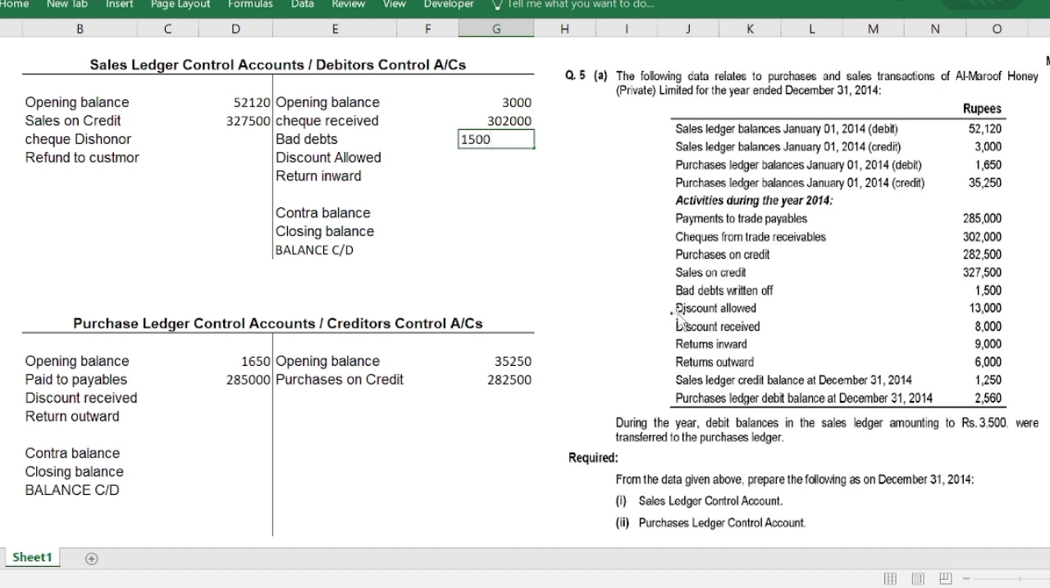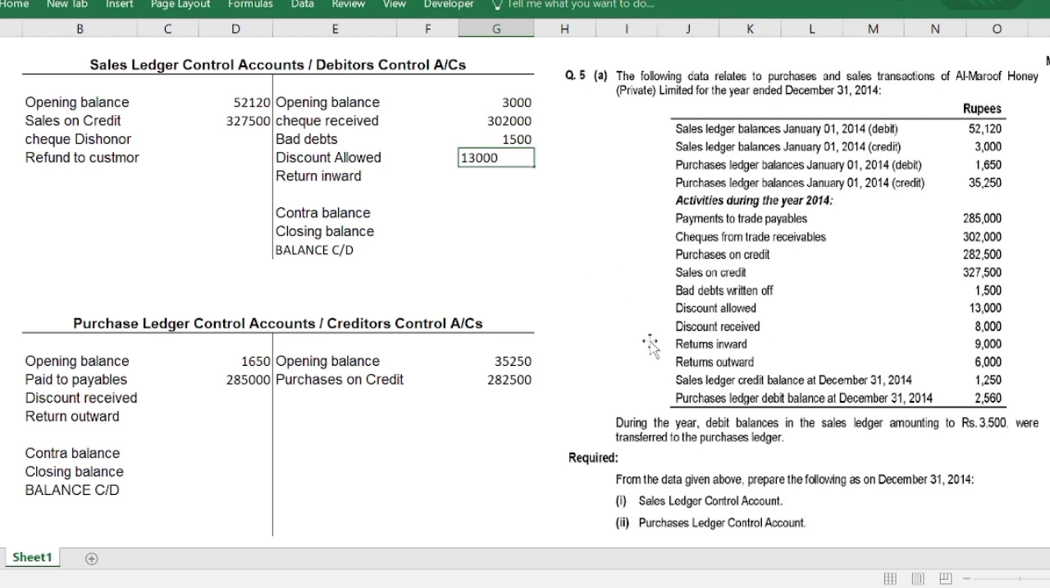The next transaction is discount allowed. What is the effect of discount allowed on our receivables accounts? When we allow discount to our credit customers, our receivables accounts will be decreased. So we record it onto the credit side in sale ledger control accounts. We go on the credit side in sale ledger control accounts and record it, 13,000 rupees.